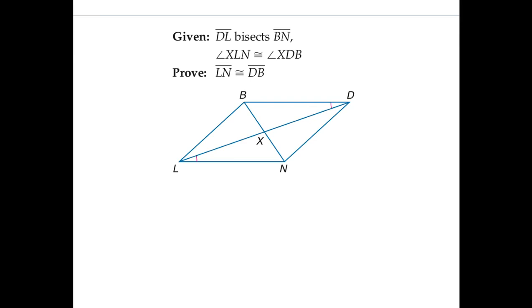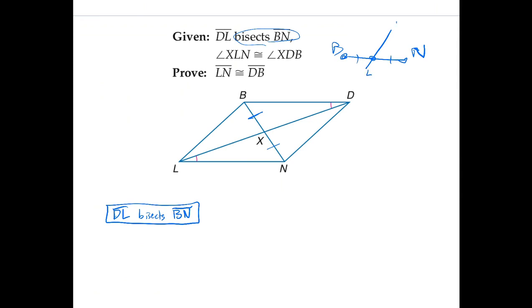So DL bisects BN, okay? Now, keep in mind, if DL bisects BN, that means BN gets split. It is cutting BN in half. That's the way the verb works. It is not saying that DL gets cut in half, okay? So here's BN, and if DL bisects it, that means DL goes through the midpoint. But DL could look like this, right? Where way more of DL is on one side. It doesn't have to be perpendicular. All it means is it passes through the midpoint anywhere, right?